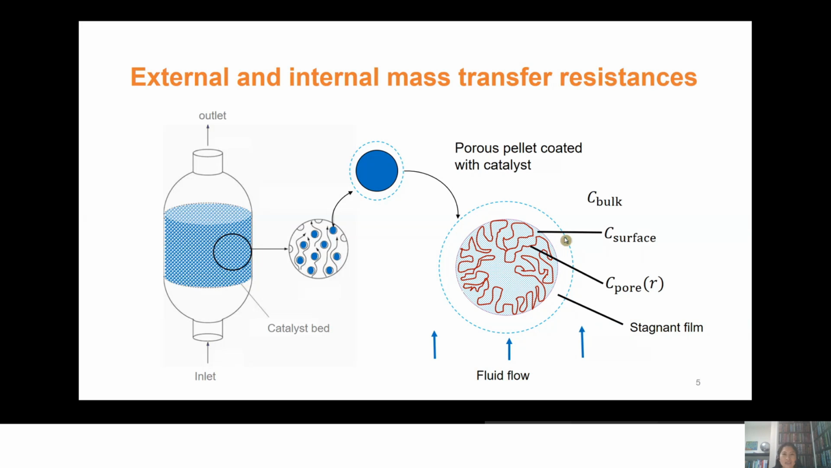If you can remember how to model mass transfer resistance, when you write your rate, the rate is equal to the driving force divided by the resistance. Your reactant needs to overcome that resistance. We know that the resistance is just the inverse of the mass transfer coefficient. So if we know the mass transfer coefficient in this film, then we know the resistance that the reactant needs to overcome to cross from the bulk to the surface of the catalyst.